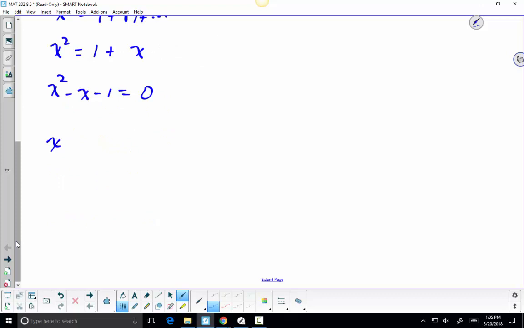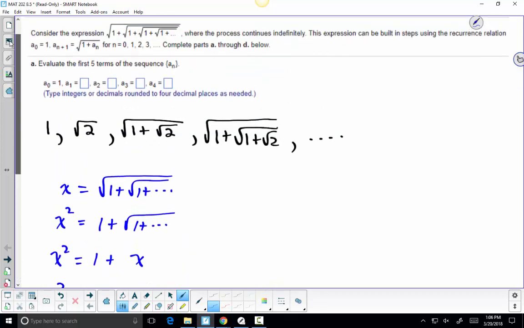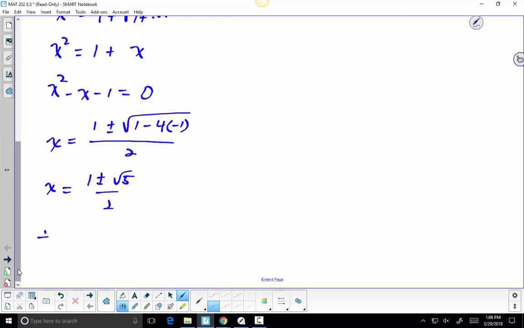And then we factor this. Oh, it's not factorable, so what would we do? Quadratic formula: negative b plus or minus square root b squared minus 4ac, over 2a. That's 1 plus or minus the square root of 5 over 2. 1 minus the square root of 5 is negative, so that's out of the question, because this expression is a positive expression. So we would ignore the negative, and we would choose x equals 1 plus root 5 over 2. So we know it's got to converge to 1 plus root 5 over 2. Algebraically, that's how we could get at it.